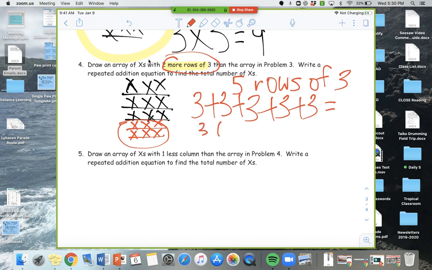I'm going to skip count. 3, 6, 9, 12, 15. And then if we were to write that multiplication equation, it is 3 times 5, which equals 15, because it's the number 3, 5 times.